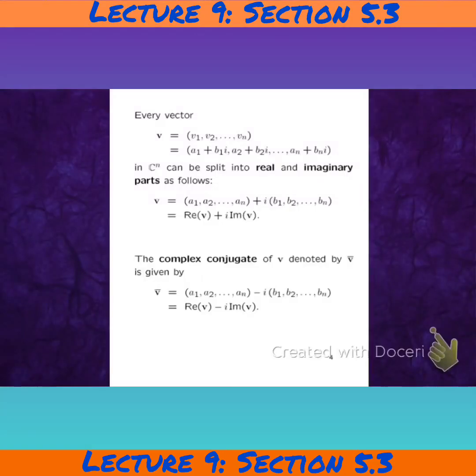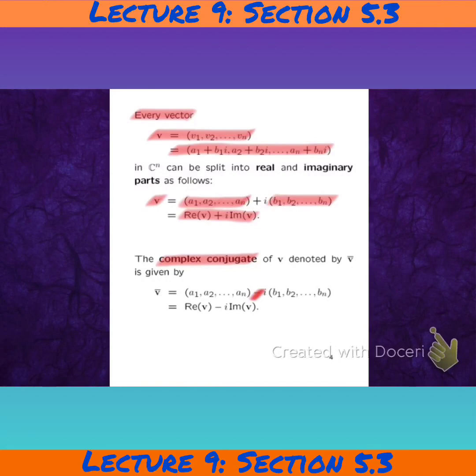Alright, so note that every vector can be split into two parts. It can be split into a vector corresponding to the real part and a vector corresponding to the imaginary part. Okay, and again, the complex conjugate of a vector v will be just the imaginary part that you take and you change that sign from a positive to a negative, right? So the complex conjugate of v is going to be this.